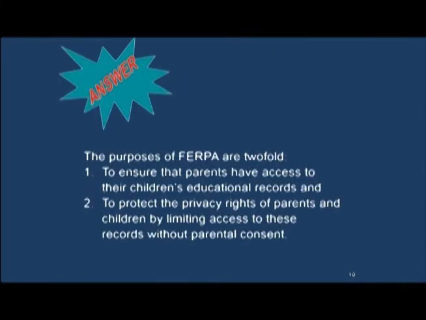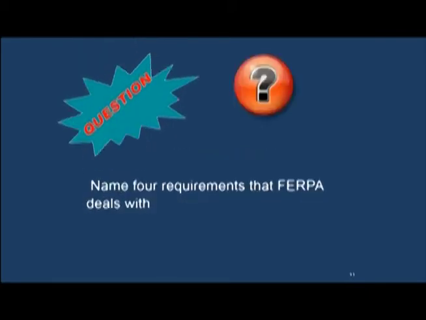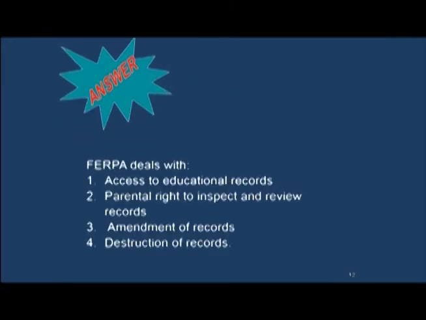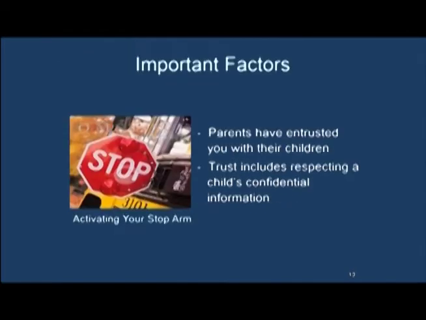Okay, so name the two purposes of FERPA. One is to ensure that parents have access to their children's educational records, and the other one is to protect the privacy rights of the parents and the children by limiting access to these records without parental consent. Name four requirements that FERPA has. FERPA deals with access to educational records, parental right to inspect and review the records, amendment of the records, and the destruction of the records.